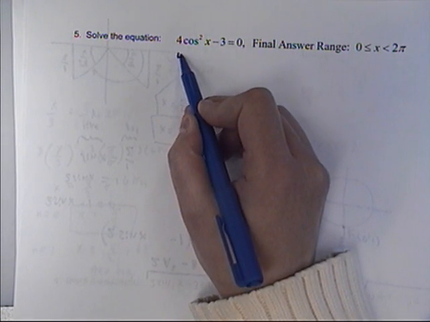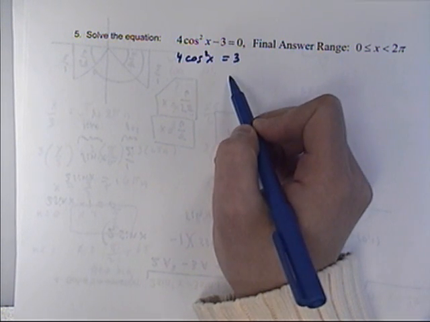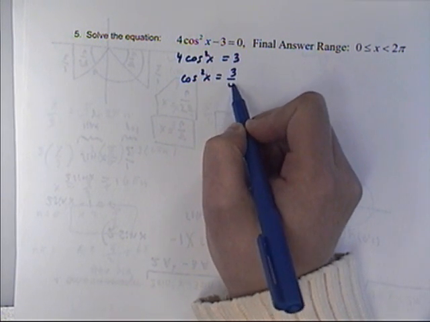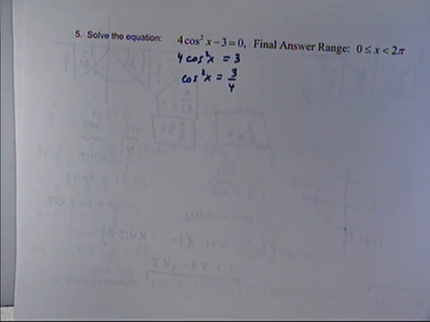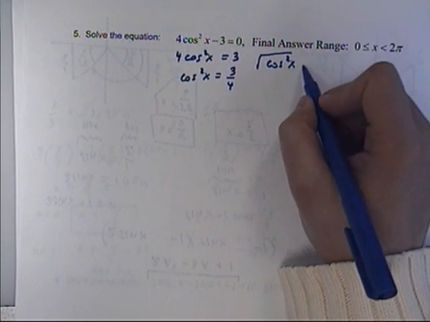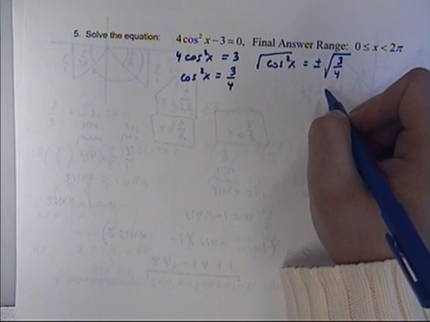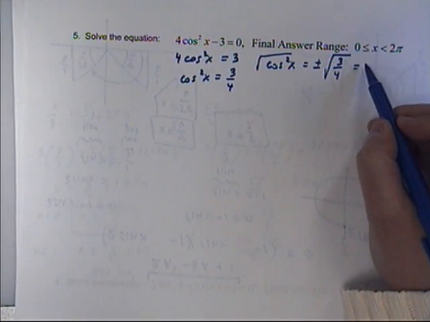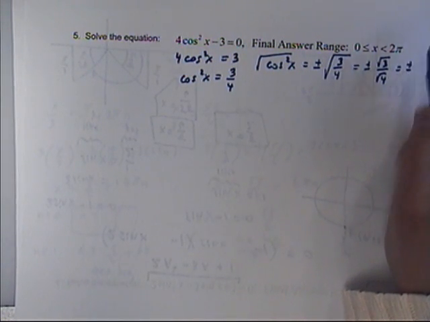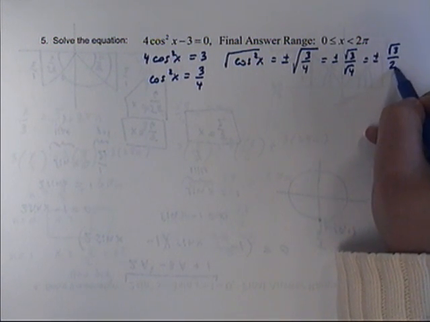So the first thing I'm going to do is add 3 on both sides, thus moving it over there. I'm going to divide both sides by 4, which gives me this. And then I'm going to take the square root of both sides, which cancels my square on the cosine squared. And on the right, I have plus or minus the square root of 3 over 4. And then that can simplify down to plus or minus square root of 3 over the square root of 4, which is plus or minus root 3 over 2.